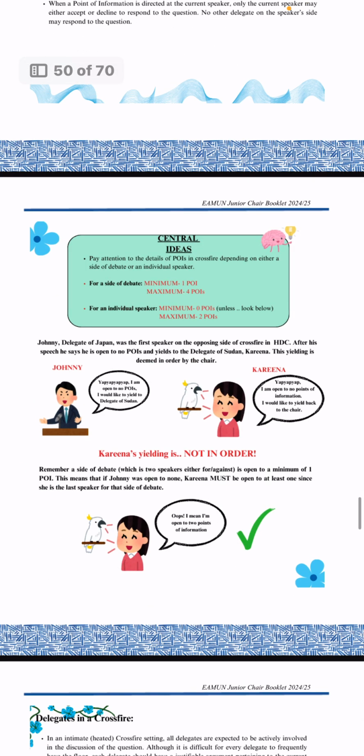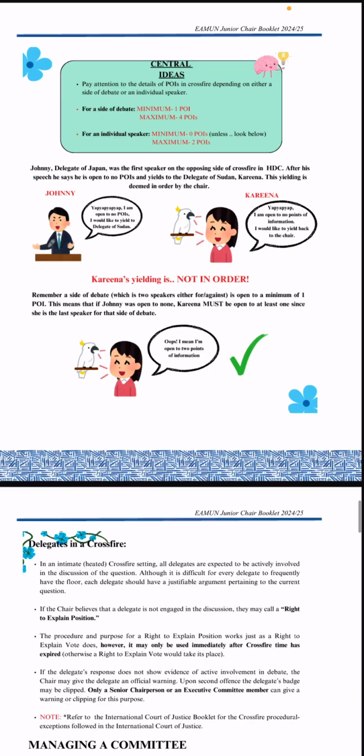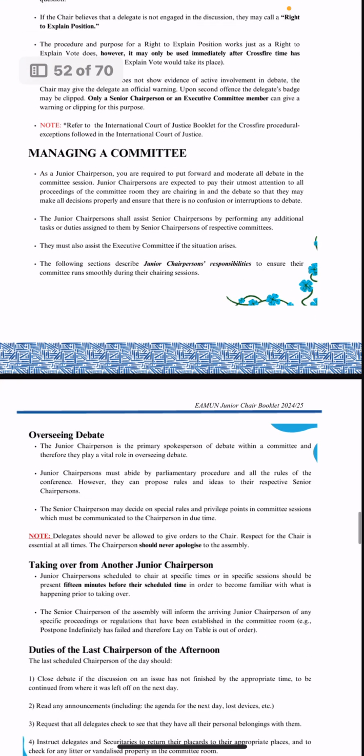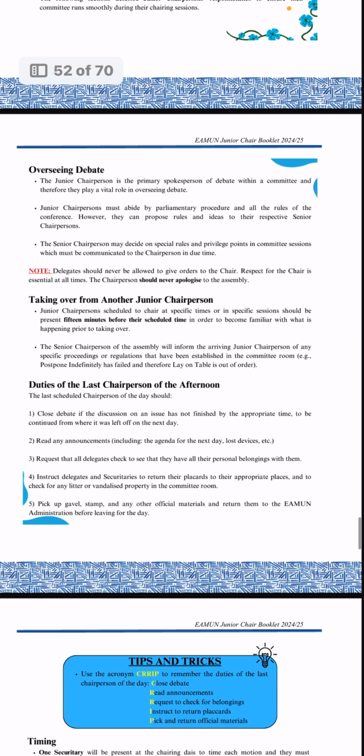Okay, these green boxes are insane. I just spoke for 30 seconds and said everything, but these green boxes, 10 seconds of reading and you have it. Delegates of Crossfire, same thing. Managing a committee. See, these are what I'm saying. The headings: overseeing debate, taking over another JC, duties of the last chair of the afternoon. The headings help you to memorize stuff.